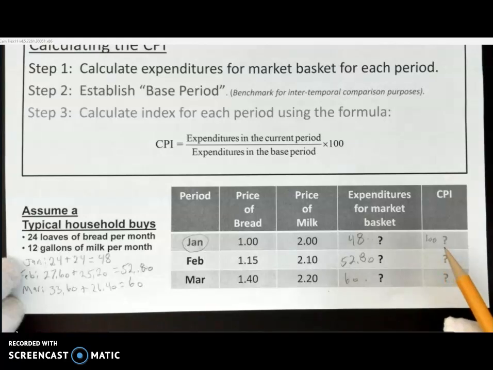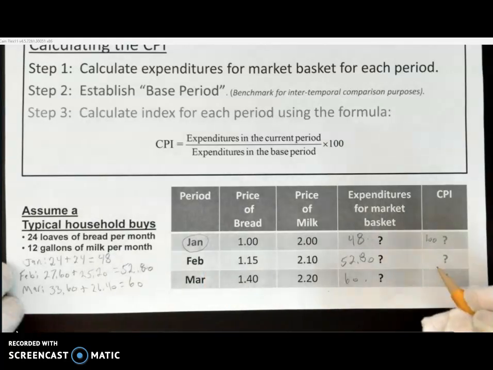Now recall that for the actual consumer price index, 1983 is the base year. Therefore, if you look at the data, you'll find that the consumer price index in 1983 is 100.